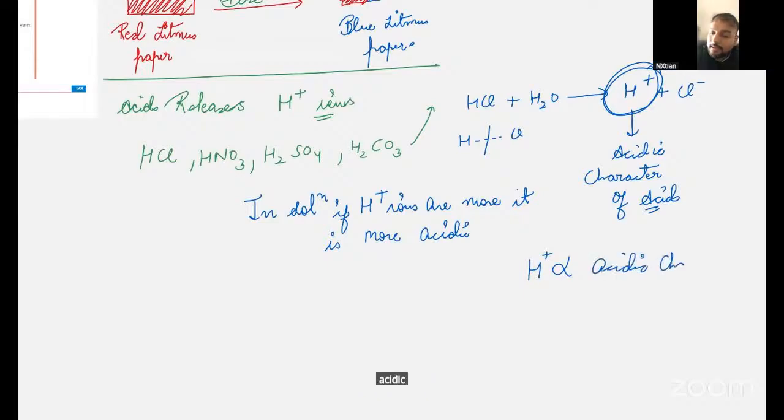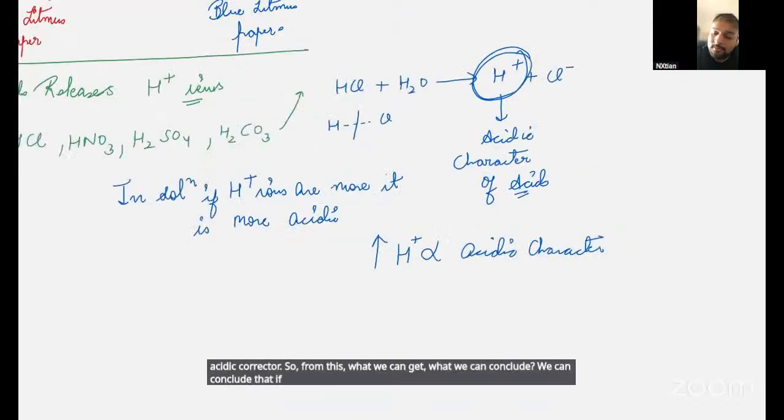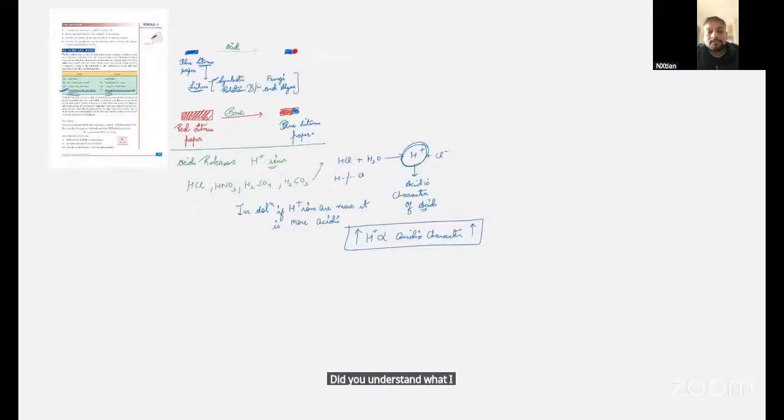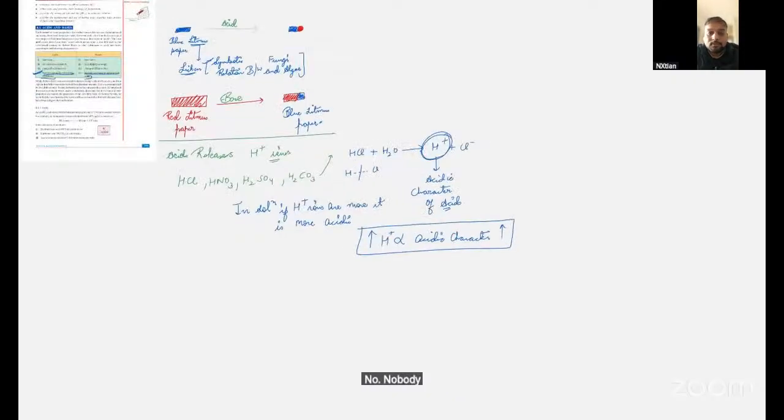Acidic character. So from this, we can conclude that if H plus ions are more, the acidic character is also more. Did you understand what I'm trying to say? No, nobody understood.